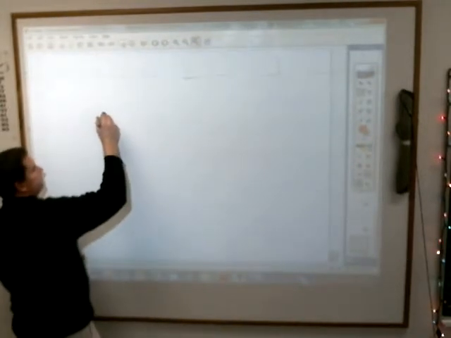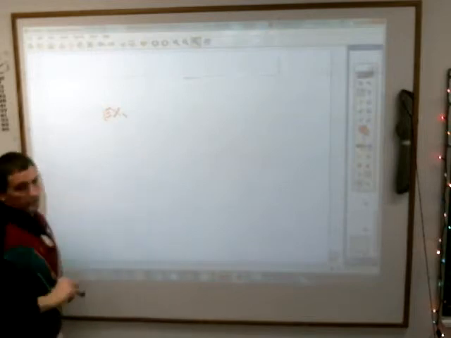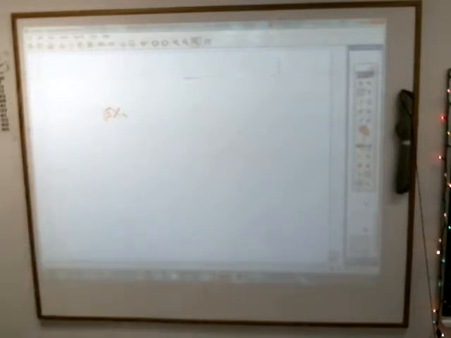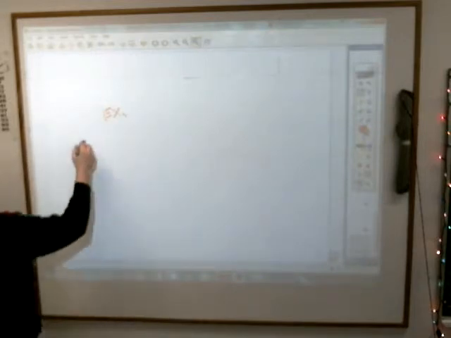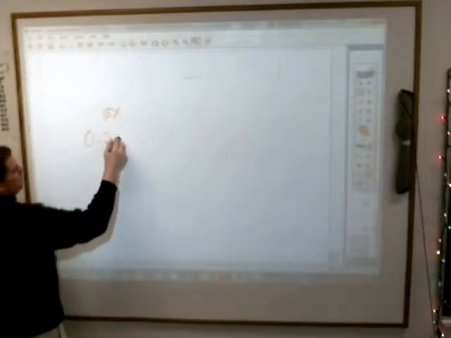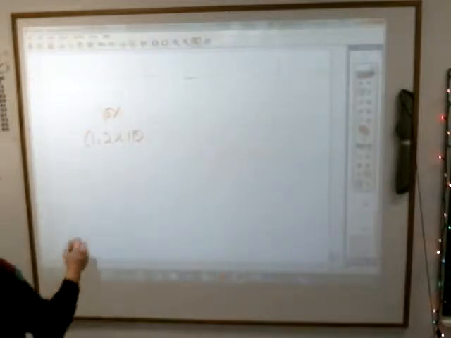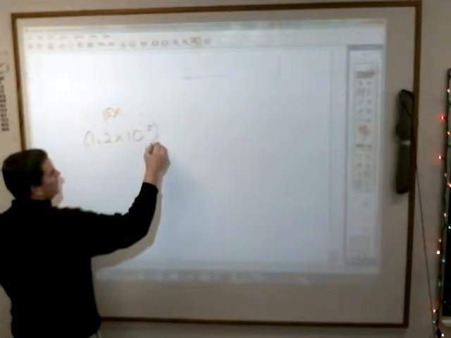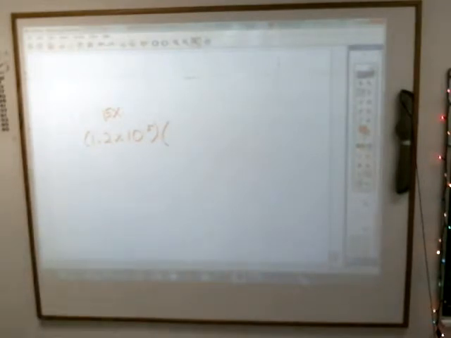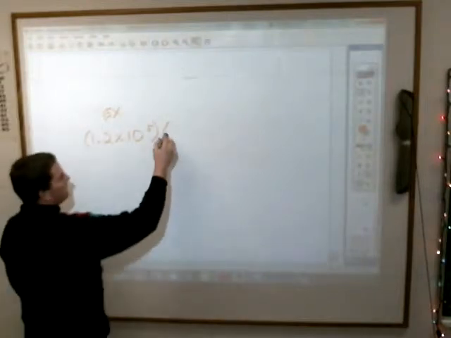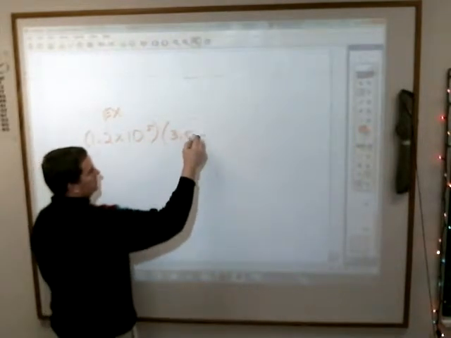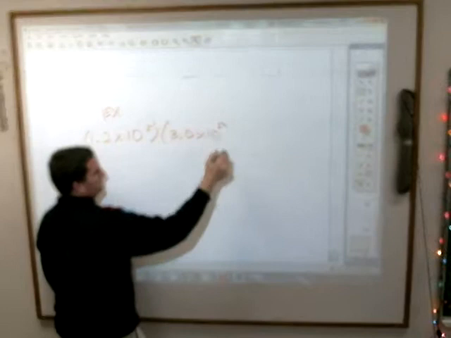Here's an example: 1.2 times 10 to the 5th, times, that orange is not easy to see, 3.0 times 10 to the 5th.